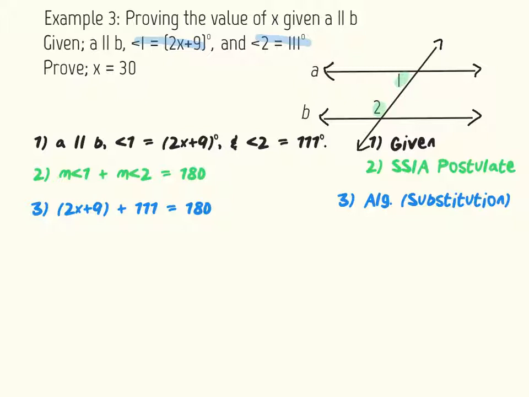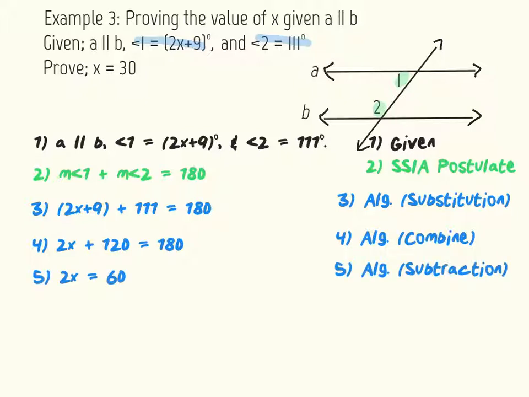The next thing is to simplify the algebra. So I'm going to put the 2x plus 9 with the 111 and simplify that. 2x plus 120 equals 180 by algebra and combining like terms. So the next step is to get the 120 away from the x term. So we have 2x equals 60, which is algebra subtraction property. And the last step is to get the x by itself. We have x equals 30, which is algebra, the division property. And now we have proved that x equals 30.